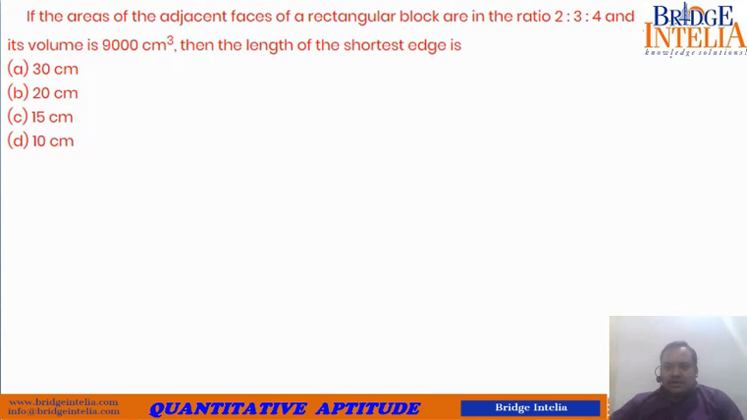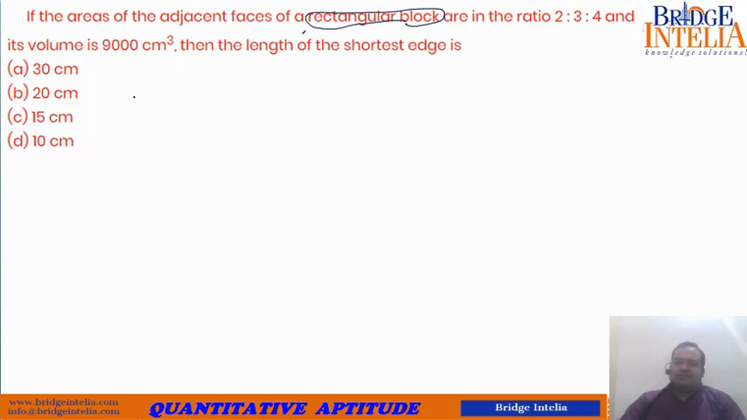So this is a very, very good question. I would insist that first you should give it a try on your own. So if the areas of the adjacent faces of a rectangular block, so rectangular block is another way of calling a cuboid, because it is a block, so it's a cuboid, are in the ratio 2:3:4 and the volume is 9000 cubic centimeter, then find the length of the shortest edge.